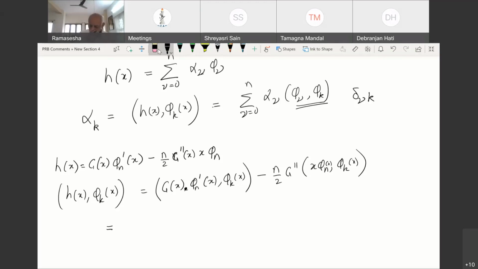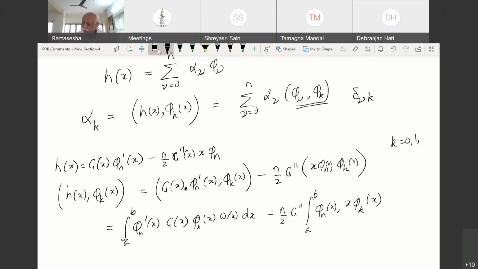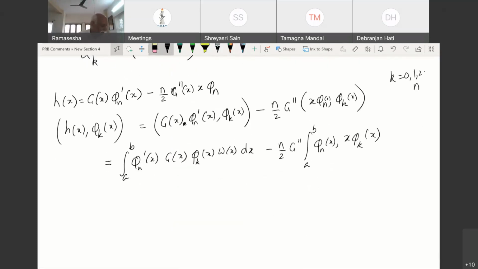Okay, the first term is going to be nothing but integral a to b, p n prime of x p k x dx, and the second term is going to be minus n by 2 g double prime into b. I can write it as x p k of x, and k can take values from 0, 1, 2, etc. up to n, because h of x is a polynomial of degree n, so it cannot be expanded to anything other than 0, 1, 2 to n. You can't have coefficients corresponding to other k. Okay, any question?